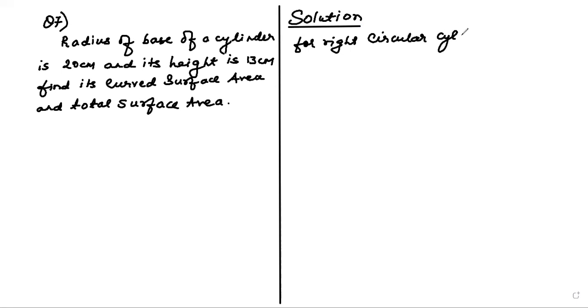Now what is given, children? The radius of the base of a right circular cylinder is 20 centimeter. Radius r is 20 centimeter, and its height h is 13 centimeter. I hope people can understand what a cylinder is, children.